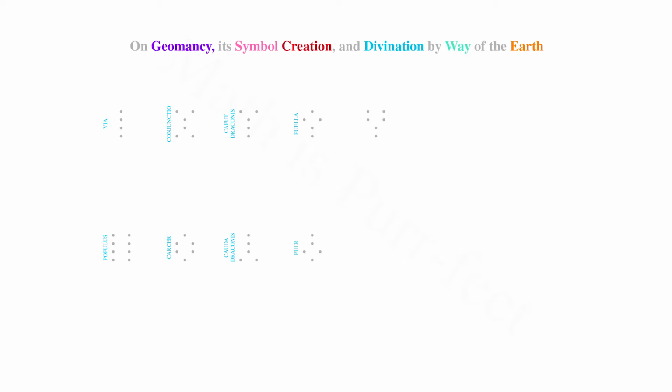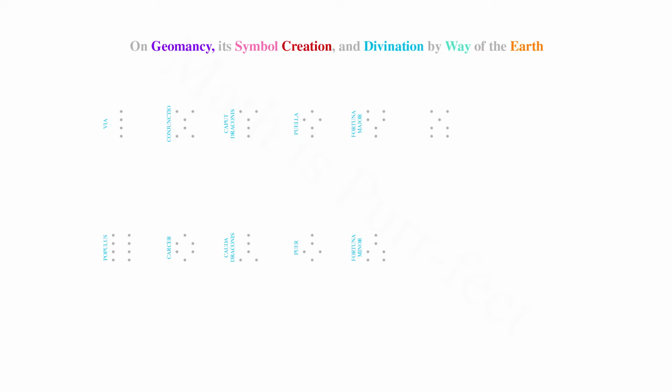The ninth symbol has 2 dots in each of the first and second rows, and 1 dot in each of the third and fourth rows. This symbol is called fortuna major, or greater fortune. The 10th symbol has 1 dot in each of the first and second rows, and 2 dots in each of the third and fourth rows, and is termed fortuna minor, or lesser fortune.